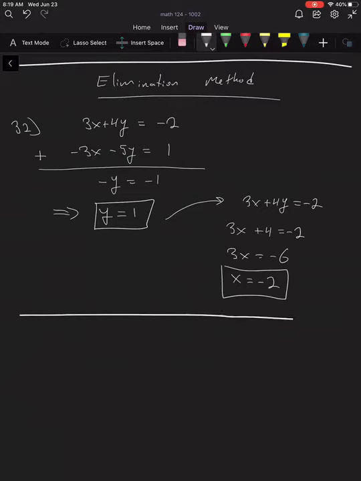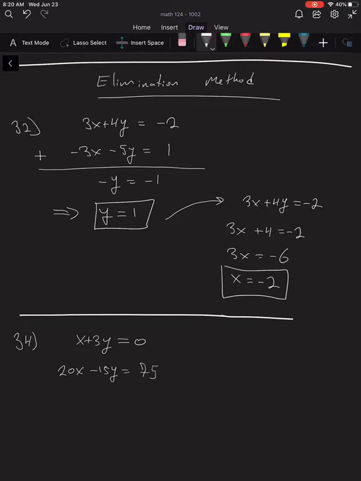Okay, next one, 34. So we have x plus 3y is equal to 0, and 20x minus 15y is equal to 75.